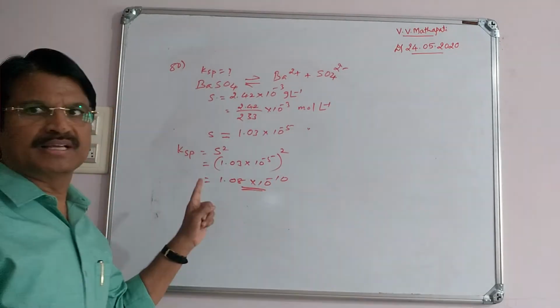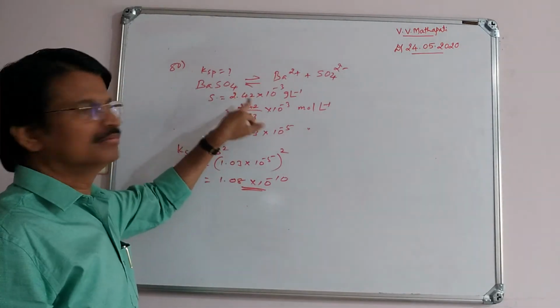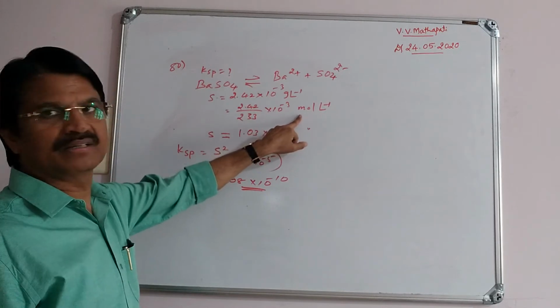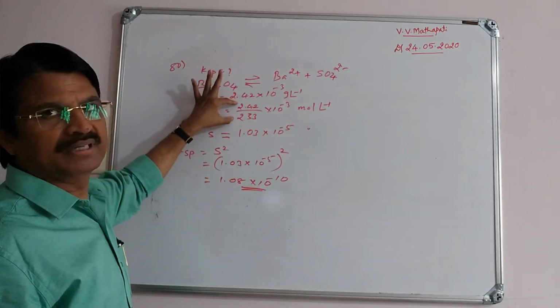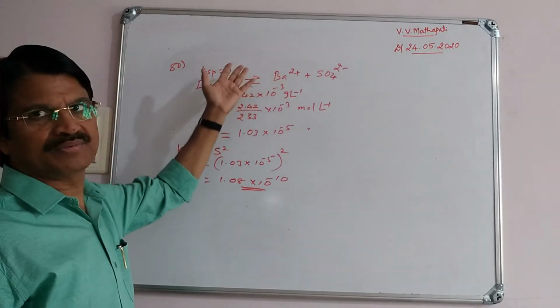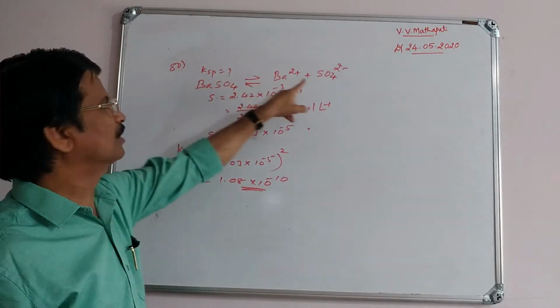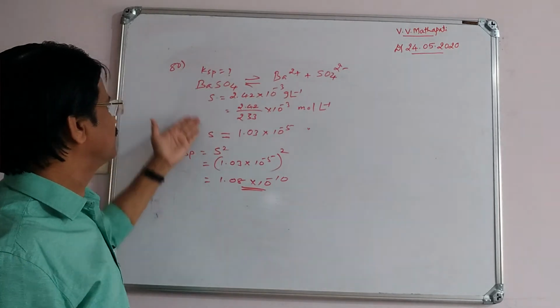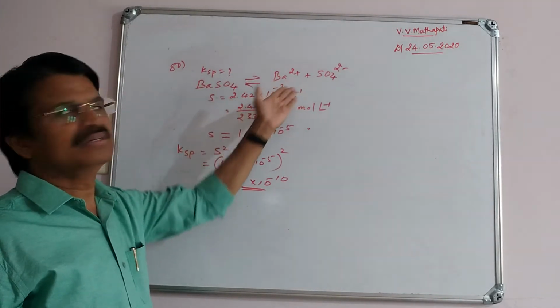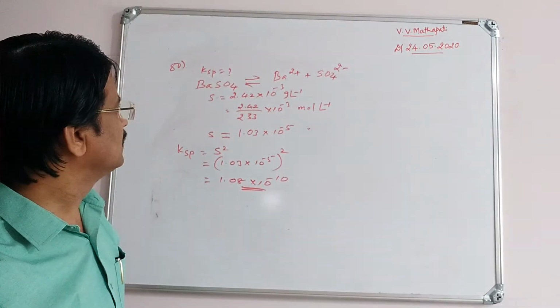In this special case, they give gram per liter and we convert into mole per liter by dividing by its molecular mass. Then we get the solubility or concentration of the ions, because all are 1, 1, 1. Hence we can take the barium solubility or sulfate solubility. Next.